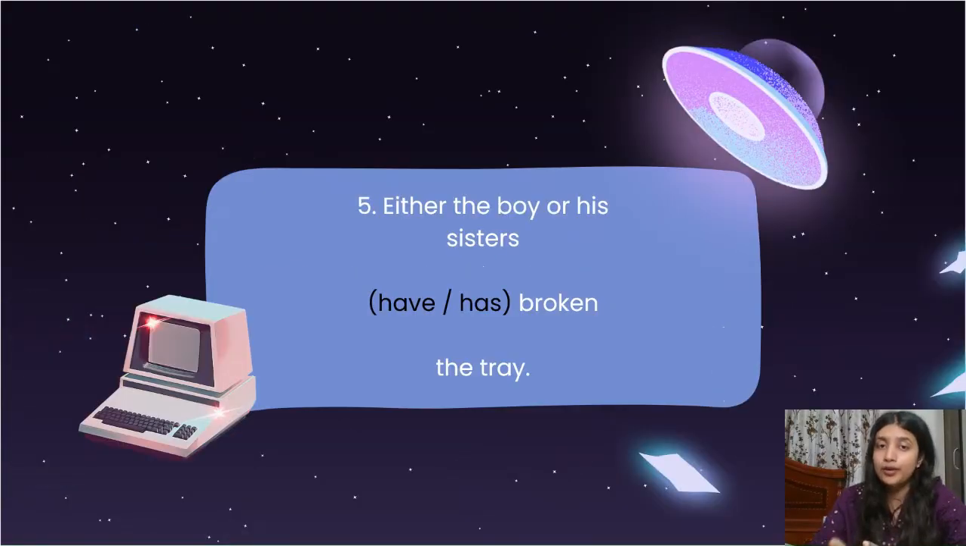Either the boy or his sisters dash broken the tree. So the answer for this is have broken the tree. Here it's a compound subject. Boy is singular, sisters is plural. But you will choose the subject which is closer to the verb. So because sisters is closer to the verb, you will use have in this case.